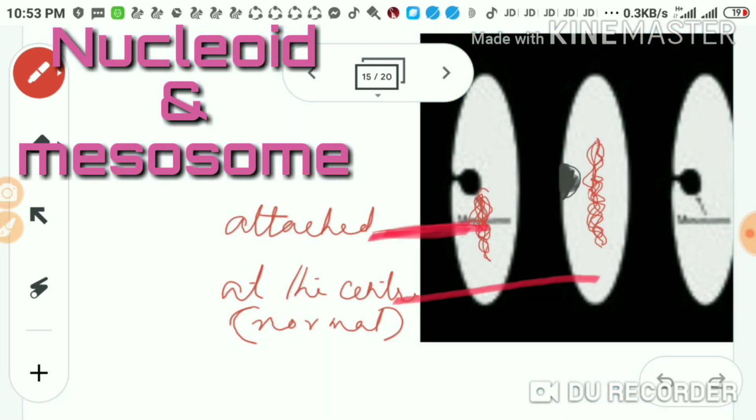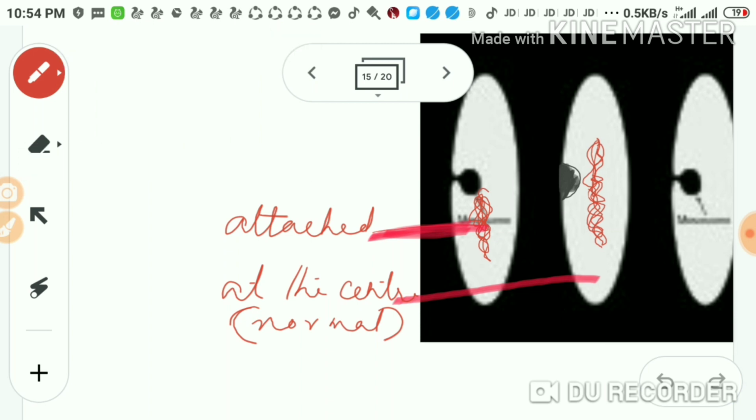Next, what is the relationship between the mesosome and the nucleoid? As we see, the circular DNA could be at the center or it could be attached to the mesosome. Sometimes the nucleoid is found at the center of the cell. Sometimes it is found in contact with the mesosome. What's the difference between this? Why does it behave like this?